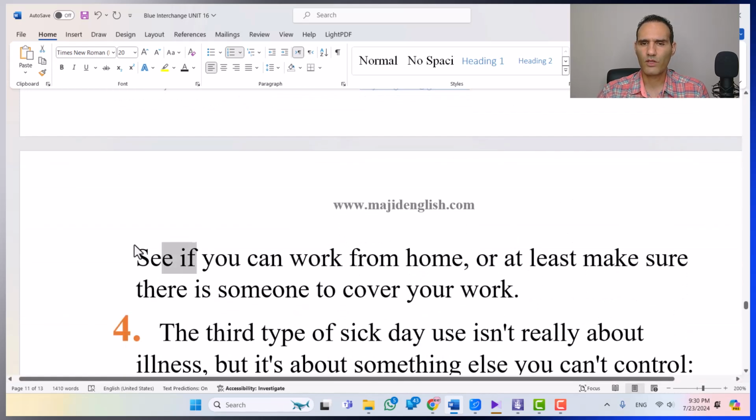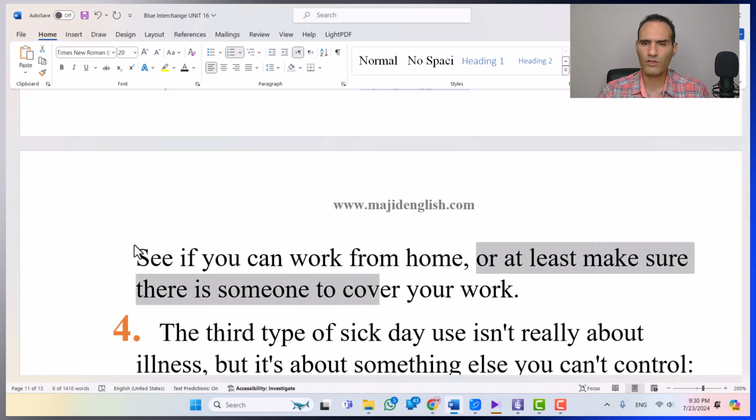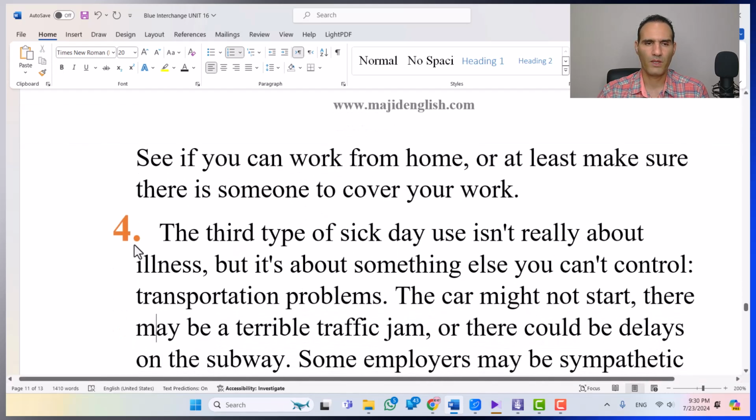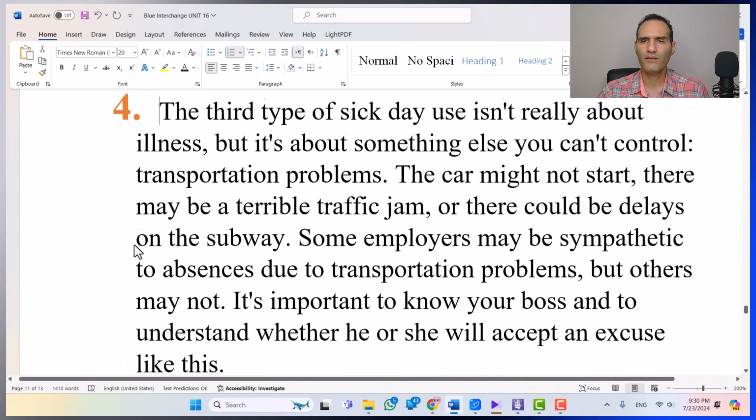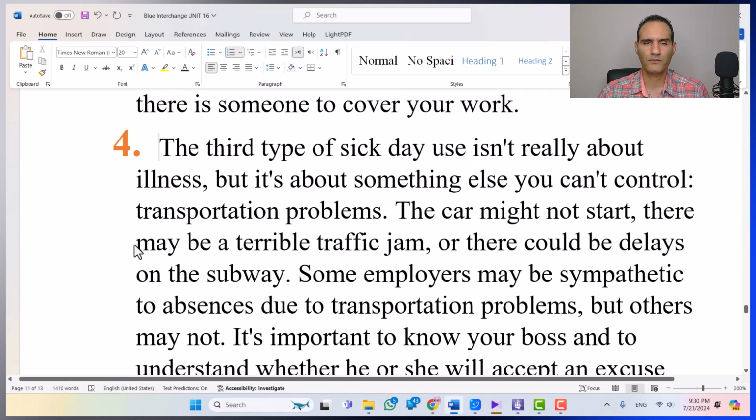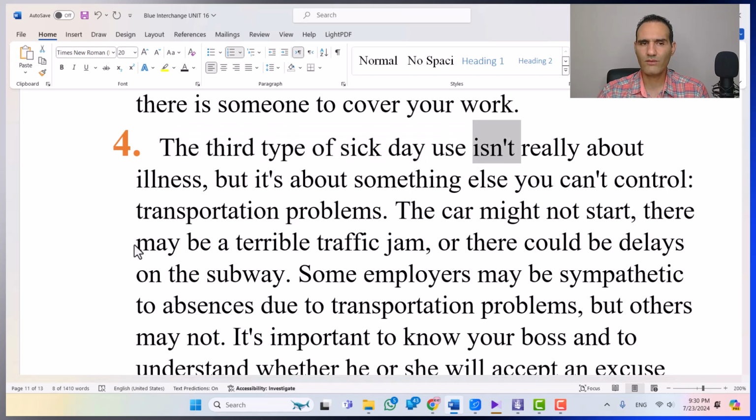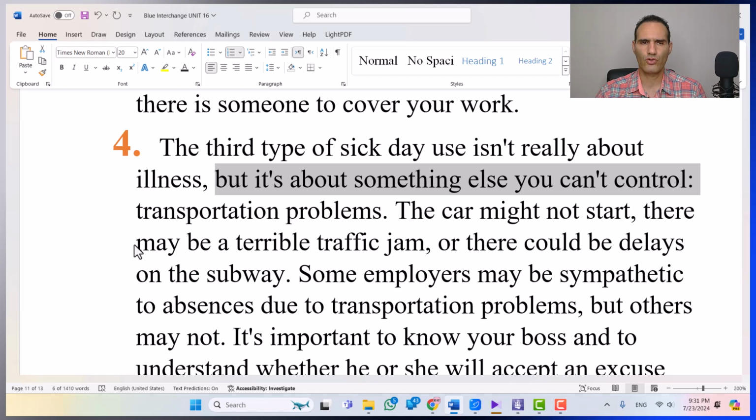See if you can work from home, or at least make sure there is someone to cover your work, to be instead of you doing the work. And the third type of excuses. A third type of sick day use isn't really about illness, but it's about something else you can't control.